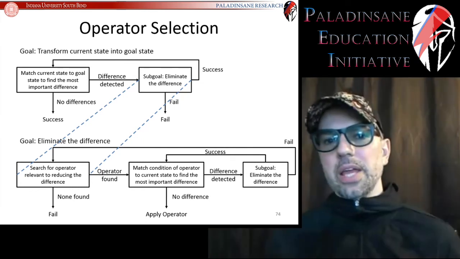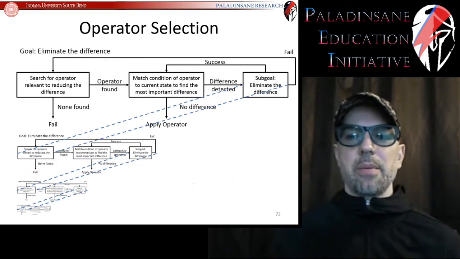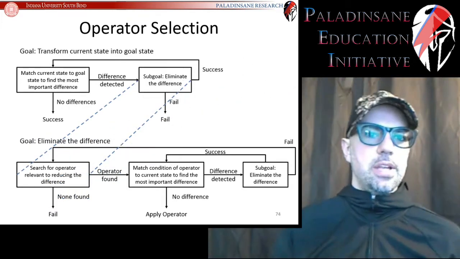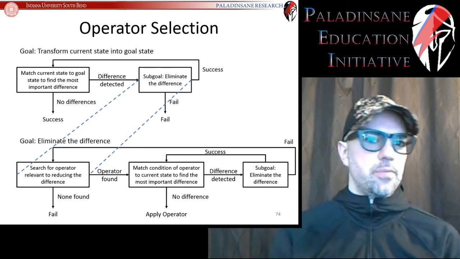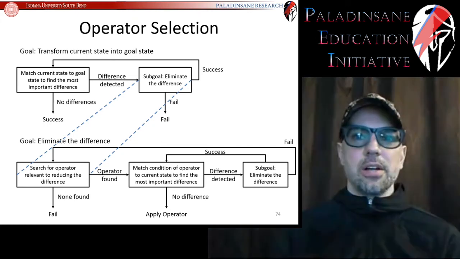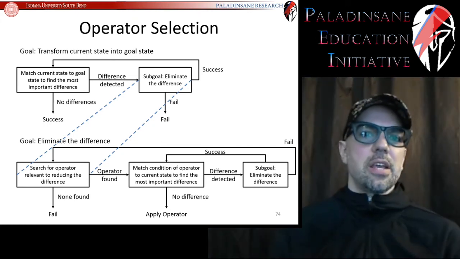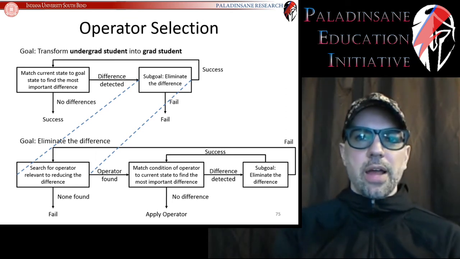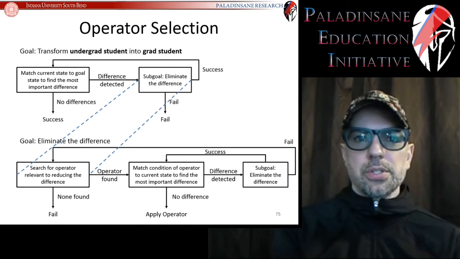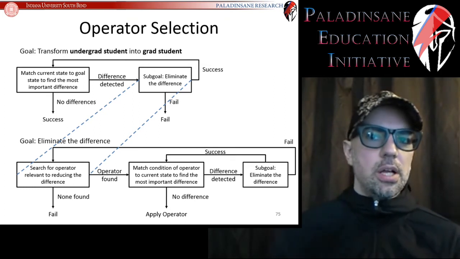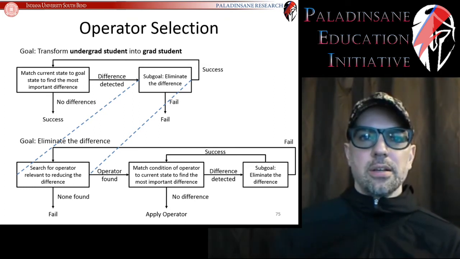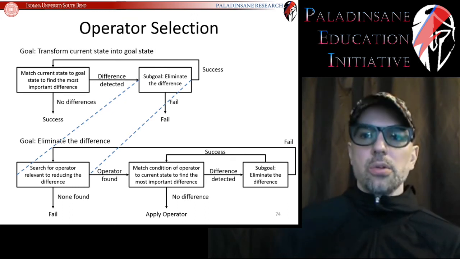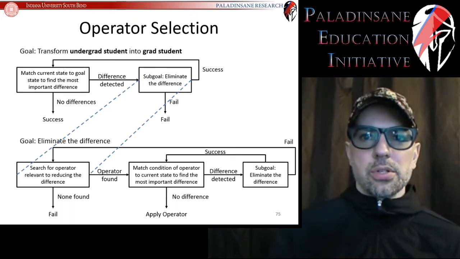It's a little bit complicated when you take a look at it in schematic form here. So let's apply it to an example. Again, something that's probably going to be near and dear to many of your hearts, if not now, in the coming years. And that is, if you have the goal of transforming yourself from an undergrad student into a graduate student, right? So you want to go to grad school. So your current state is that you are an undergraduate student. Your goal state is to become a graduate student.